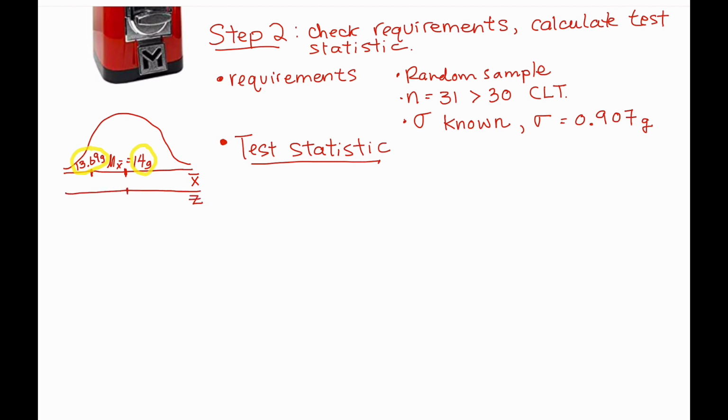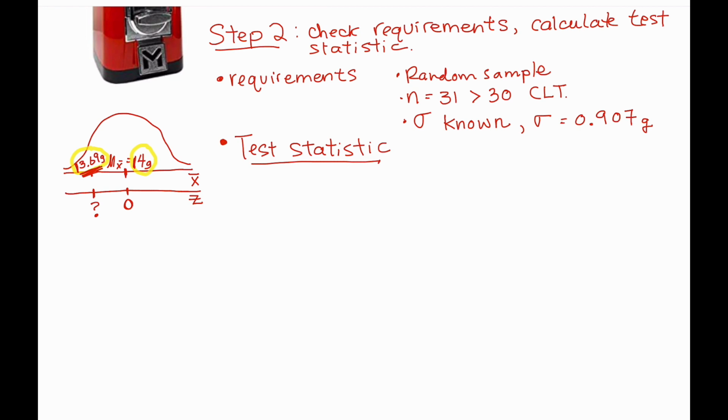Of course, the z-score of the mean is 0. So what we're really looking for with the test statistic is the z-score of our sample mean in the null distribution. That is the sampling distribution where we assume that the population mean really is 14 grams.